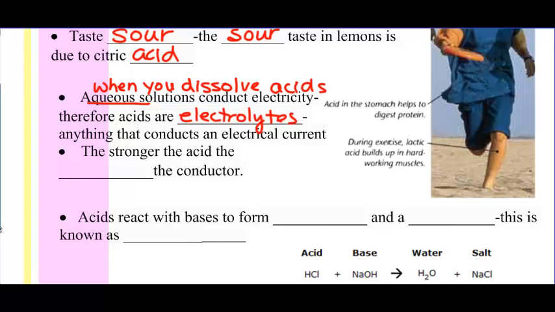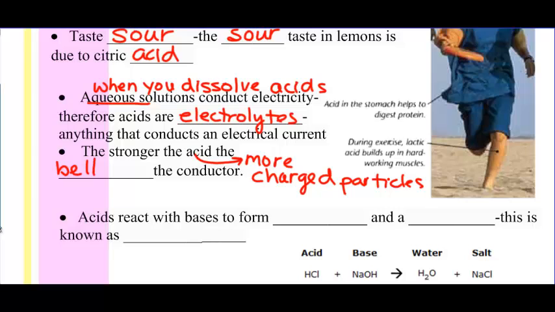The stronger the acid, the more charged particles are produced in solution, the more electrolytes, and the better the conductor of electricity. So you can actually test acid strength by seeing which one is the better conductor of electricity. Stronger acids are better conductors. And acids can be neutralized.